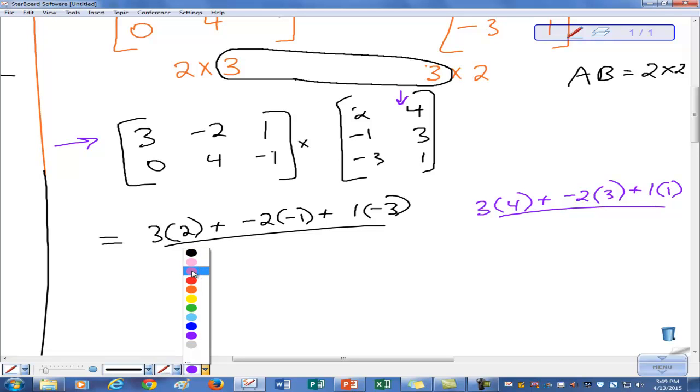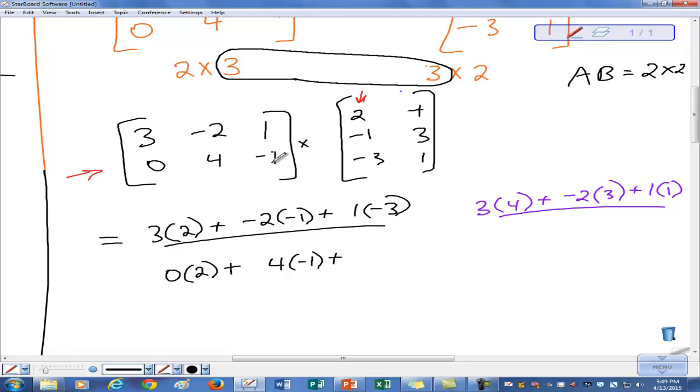Okay, so from here, we're going to multiply the second row times the first column again. So this would be 0 times 2 plus, and then what's next? 4 times what? -1, plus 1, -1 times the -3, and that'll be second row, first column number.